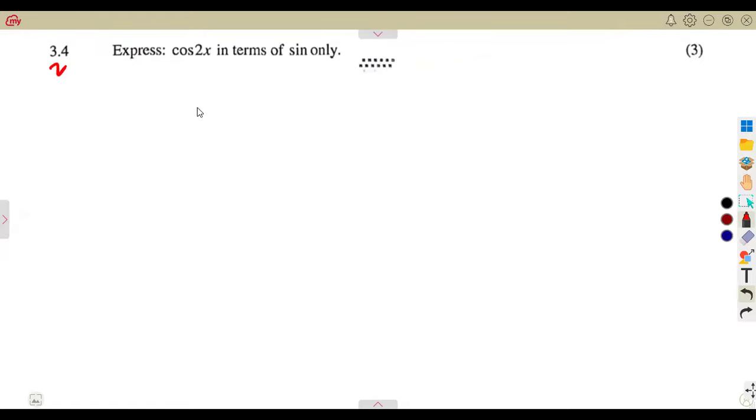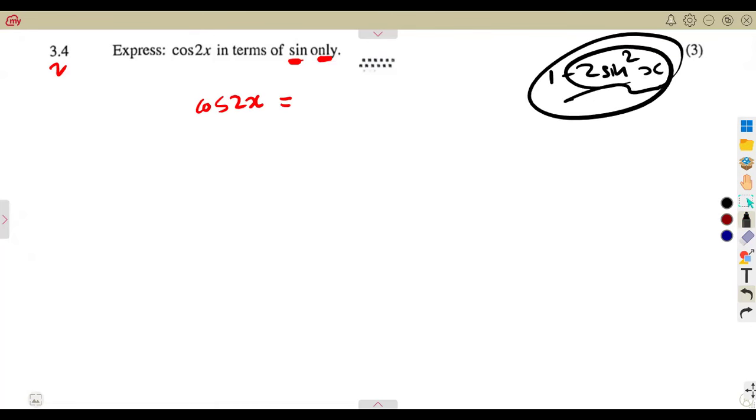3.4, express the cos of 2x in terms of sine only. So our answer is supposed to carry sine only. Remember, cos 2x has an identity which carries sine only, which is 1 minus 2 sine squared x. So how are you going to obtain this?